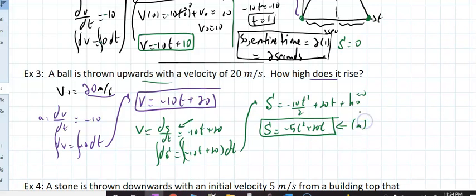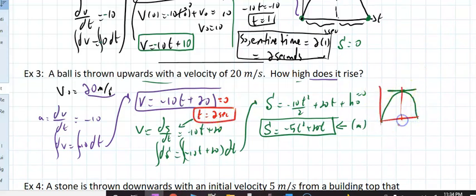This is in meters. To figure out how high it goes, again, where the velocity equals 0, so v equals 0, that is when t equals 2 seconds. It's going to take it 2 seconds to reach the maximum height. Well, what's its position in 2 seconds? That's negative 5 times 2 squared, which is 4, plus 20 times 2. That is negative 20 plus 40. So the maximum height it will reach will be 20 meters.